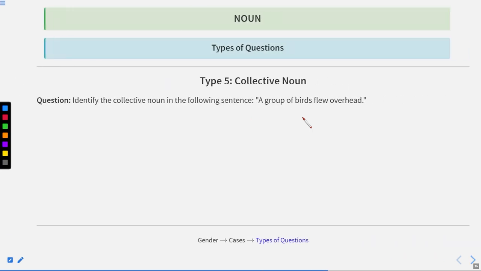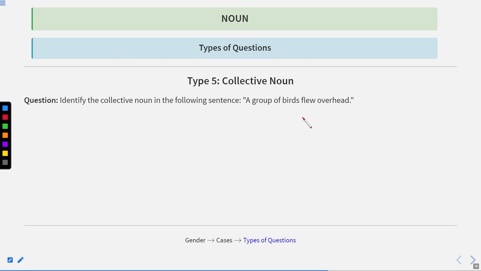Okay, now let us move to the next one. Collective noun. Identify the collective noun in the following sentence: A group of birds flew overhead. Maybe a collective noun is already given to you, but you need to identify that it is the collective noun. You can also be asked to identify the collection name. For example, we have various collections, like a pride of lions. Pride is the collection of lions. So there are various collective nouns, and we have already discussed this in the chapter on nouns itself.